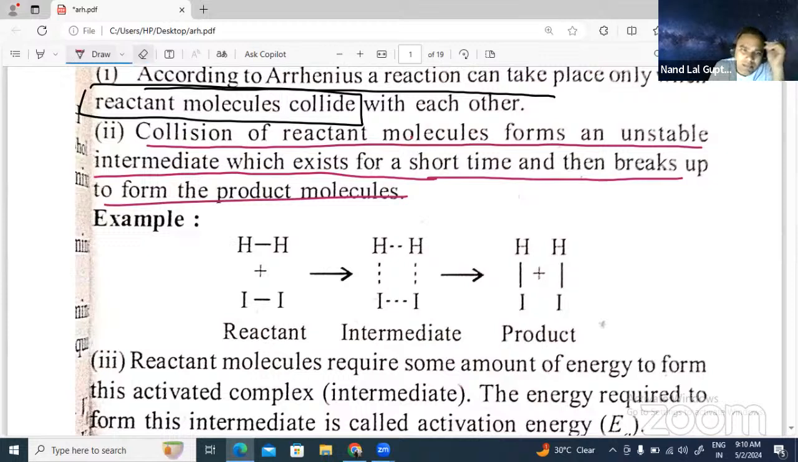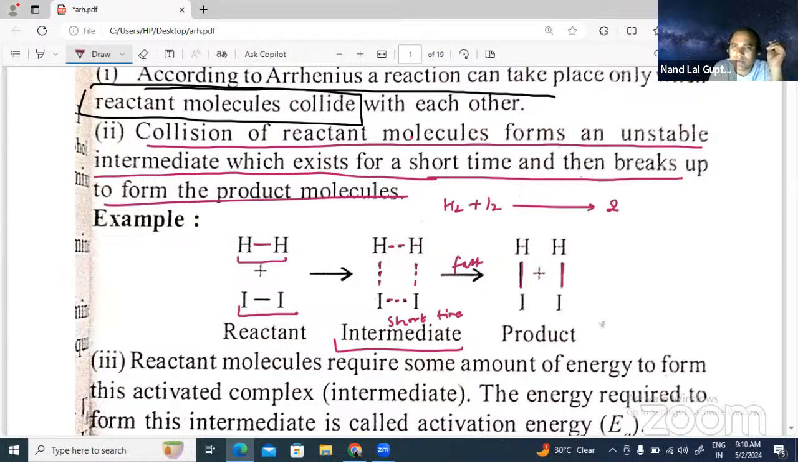For example, see here, H2 molecule, this is I2 molecule. They form the intermediate where the old bond is breaking and the new bond is being formed. You can see here, the new bond is being formed, the old bond is being broken. This is unstable and short-lived. Finally, very fast, it will convert into product. So here the H-H is there, now it becomes HI, hydrogen iodide. The reaction is H2 plus I2 giving 2HI. This is the new product.